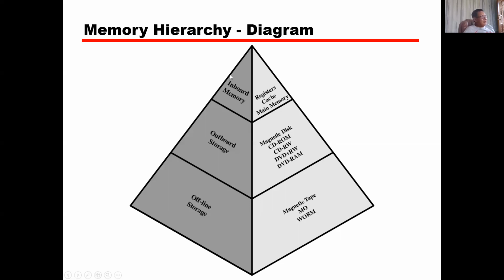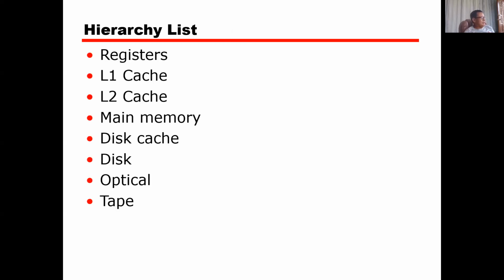The higher you are, the smaller and the more expensive. And the cost is inversely proportional. The higher you are, the greater the cost. So here, the inboard, registers, cache, and main memory are the first in the hierarchy. The second will be the outboard storage. So hard disks are here. Then SSDs, and then offline storage, like USB. We no longer have magnetic tapes.